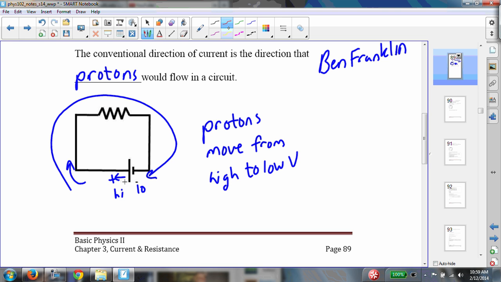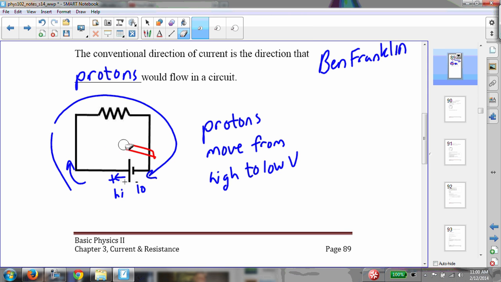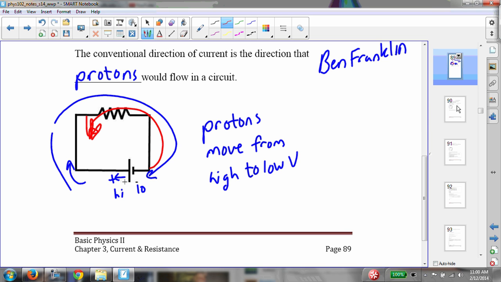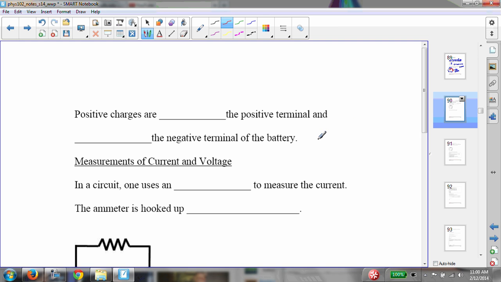Now, if we are looking at electrons, the actual flow of current, sorry about that, the actual flow of current, which is the flow of electrons, would actually be in this direction. But whenever we talk about the flow of current, we talk about the flow of protons or positive particles. All right. Positive charges move away from the positive terminal. Remember, that is the high potential side, and towards the negative terminal. Remember, that's the low potential.